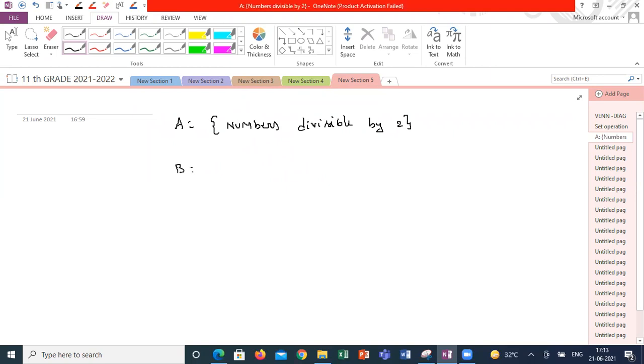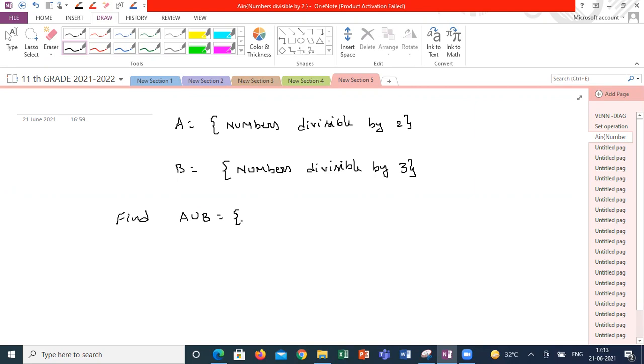Set B: numbers divisible by 3. Then find A union B. How to do this question, Hamsini or Vaishnavi, anyone?